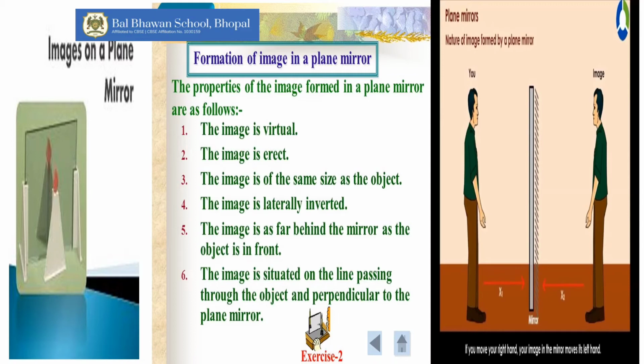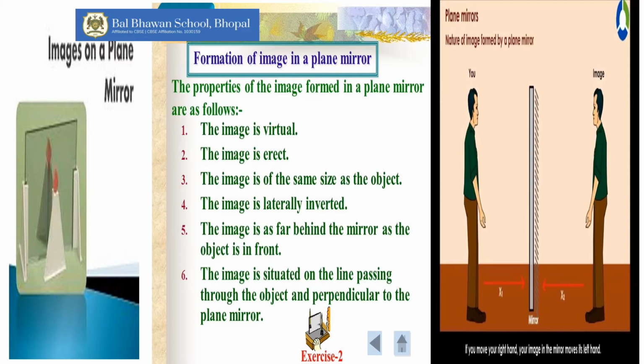Only thing is that if you move your right hand, then the image in the mirror moves the left hand, and this is what is called lateral inversion. That is, right of the object is the left of the image, and left of the object is the right of the image. That is lateral inversion.